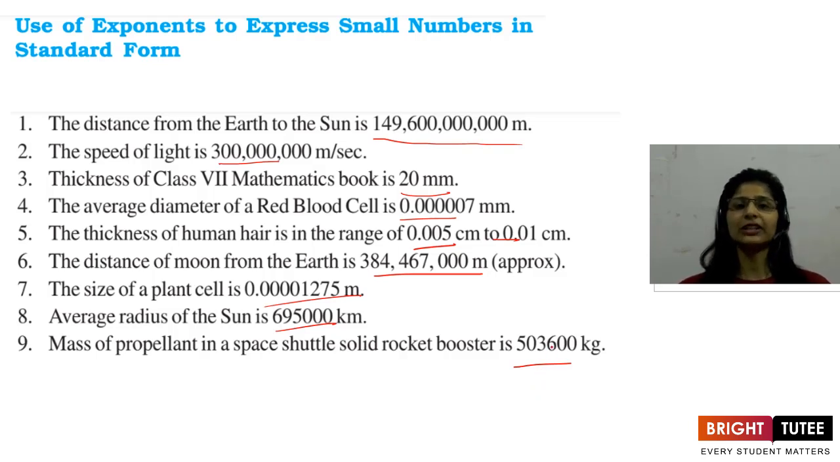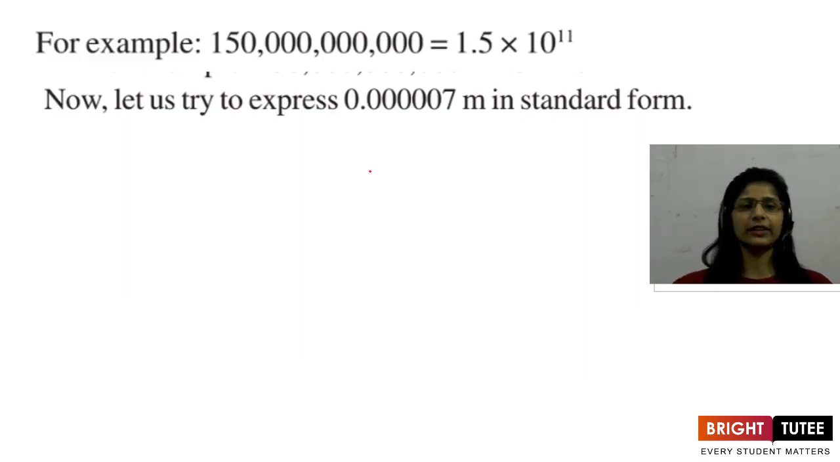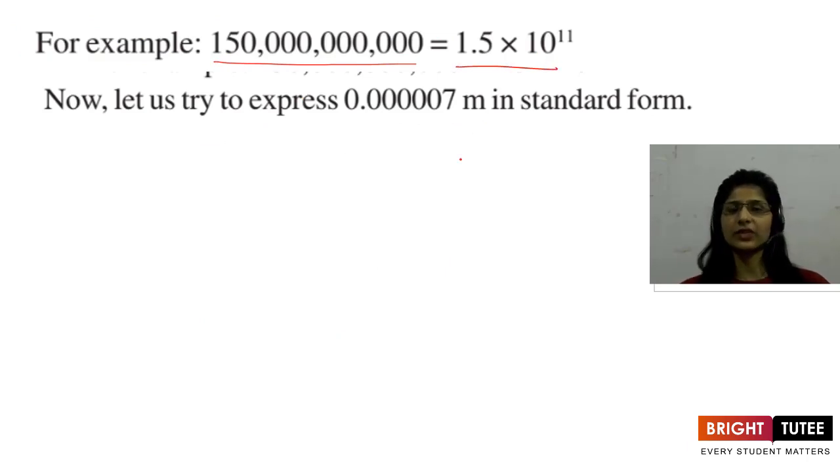How is it helpful? You will learn further. Just look here. For example, suppose this number is there, and we have expressed it as 1.5 into 10 to the power 11. Putting a decimal after it doesn't make any difference. How many places have we shifted this decimal? 1, 2, 3, 4, 5, 6, 7, 8, 9, 10, 11. After 5 we put it. So 1.5 into 10 to the power 11.